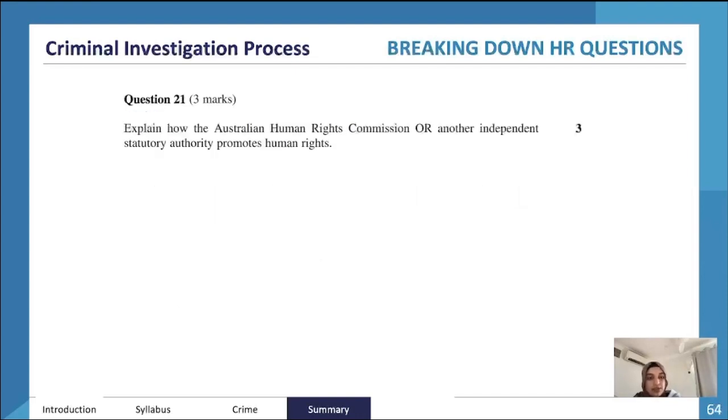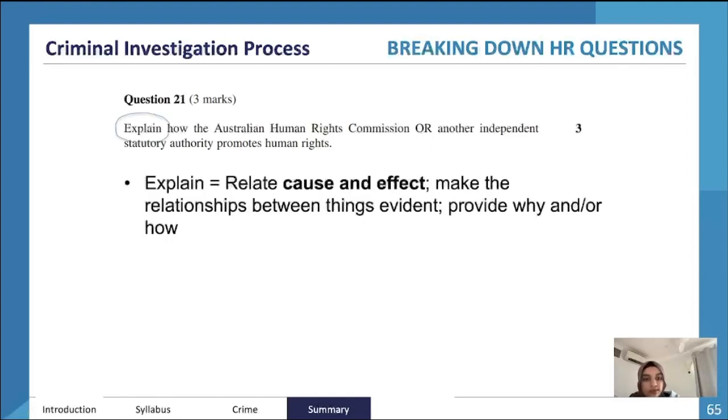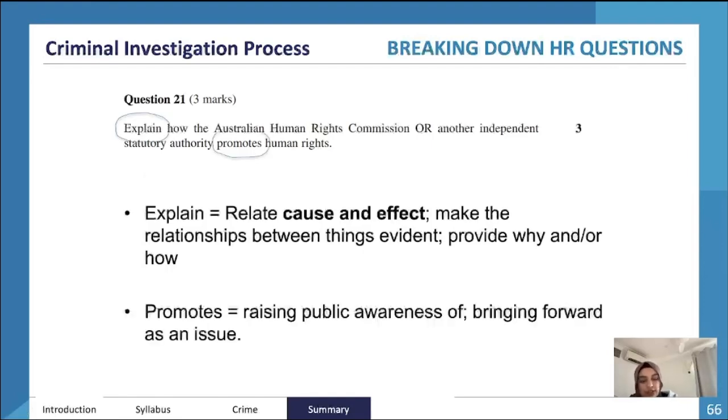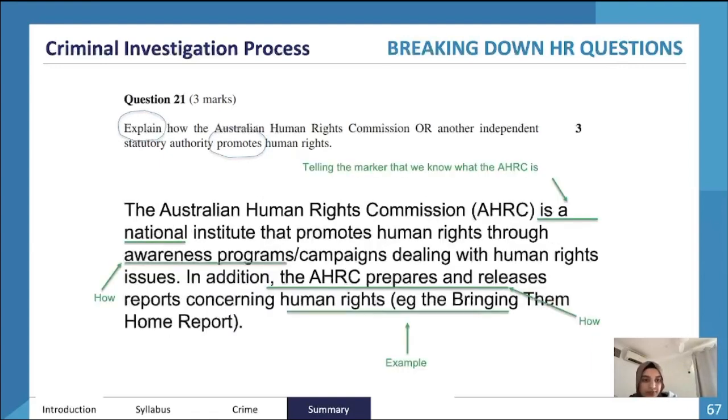Here's another example. Explain how the Australian Human Rights Commission or another independent statutory authority promotes human rights. So explain is cause and effect. So you want to be able to talk about that in more detail in terms of how it's able to do the promotion of human rights. How can you promote? Raising public awareness, bringing forward an issue, etc.